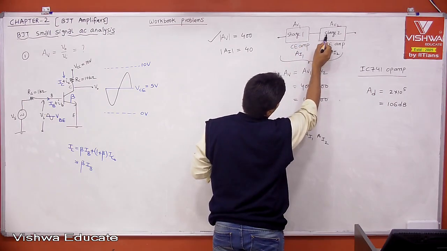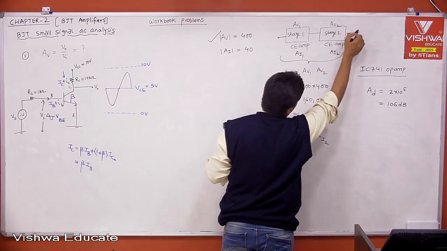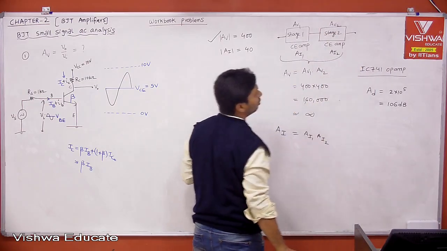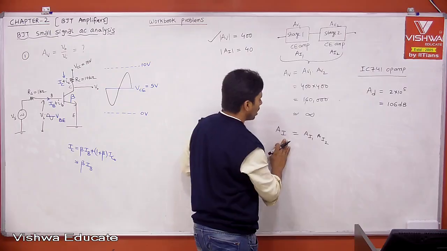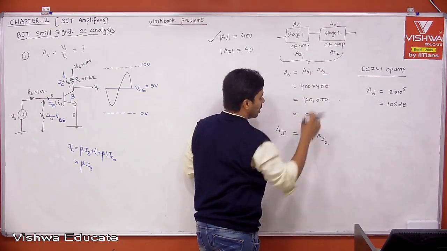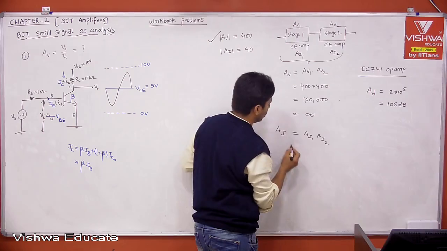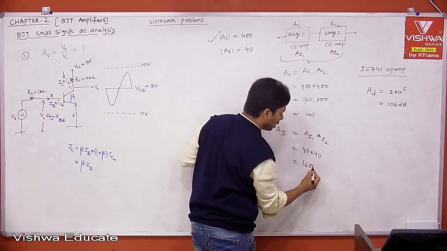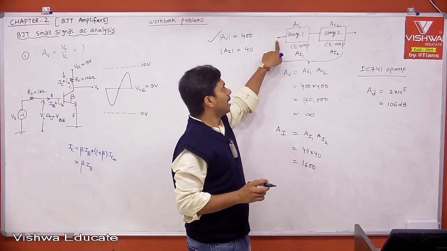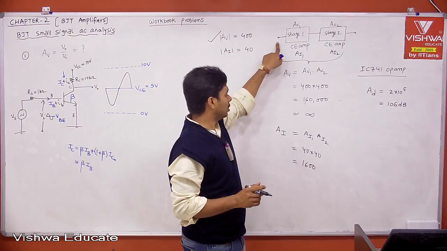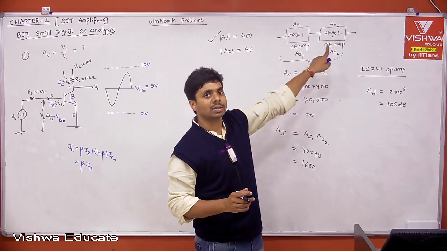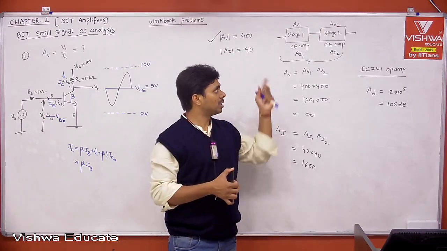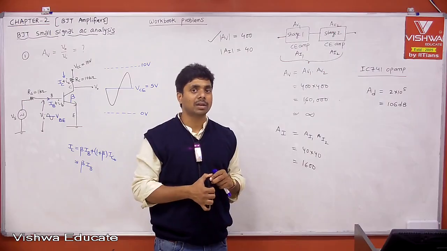Whatever current enters stage 2, again 40 times that you will see, and you are going to connect the load here, so 40 times what enters the stage 2 input will be given to your load. Overall, from input to output, it is 40 into 40, which is 1600. Therefore, when you pump 10 microampere current at the input, you will get 1600 into 10, 16,000 microampere, which is 16 milliampere. Our two-stage amplifier can drive a 16 milliampere load.